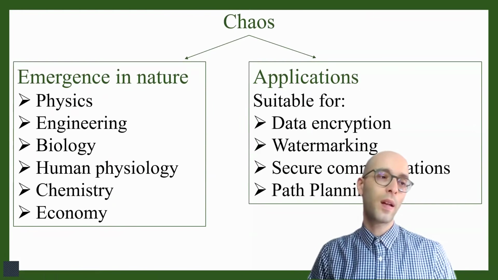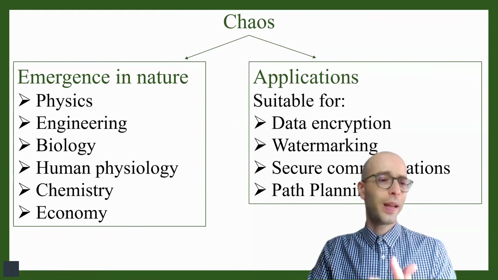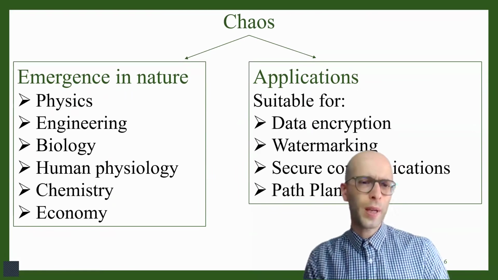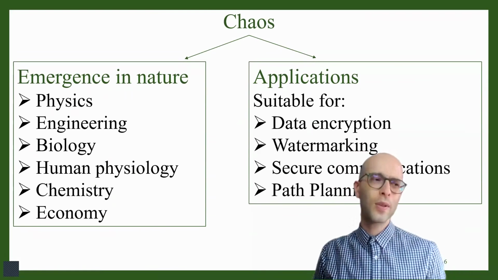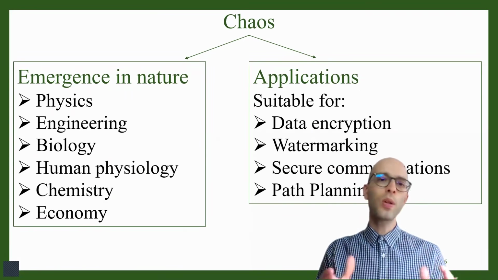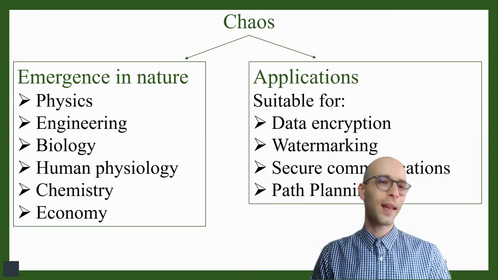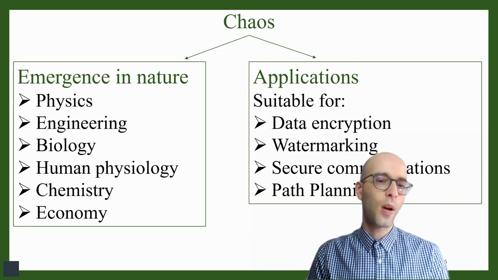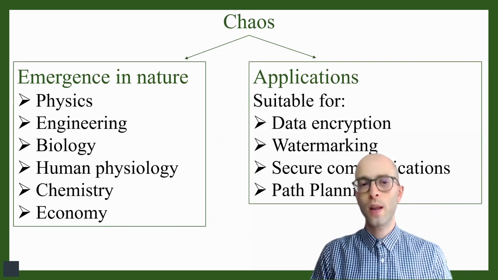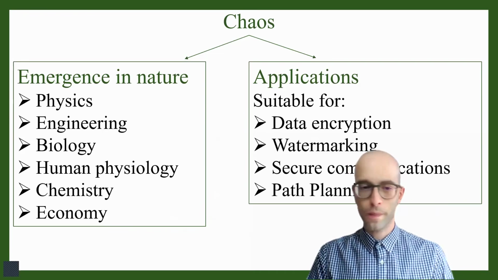Chaos appears in the modeling of physical systems, in engineering, in biology, in human physiology, in chemistry, in economic systems, whatever you name it. I'm not exaggerating when I say that pretty much all systems in nature are chaotic. It's very unlikely that in the real world you're going to find a truly linear system. Almost all systems in nature are nonlinear, and almost all of them have a chaotic behavior.